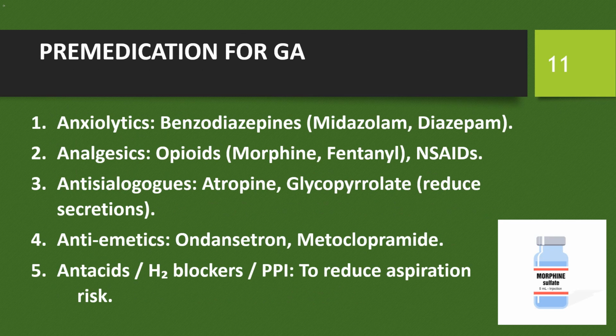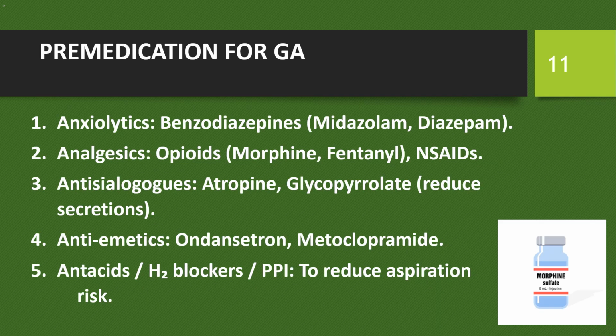Premedication for general anesthesia. 1. Anxiolytics. 1. Benzodiazepines, midazolam, diazepam. These medications help reduce anxiety and promote relaxation before surgery. 2. Analgesics. 1. Opioids, morphine, fentanyl. Opioids provide pain relief and can help reduce the stress response to surgery. 2. NSAIDs, nonsteroidal anti-inflammatory drugs, can also provide analgesia and reduce opioid requirements.